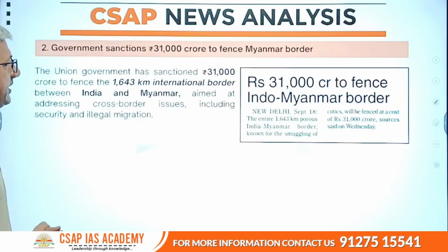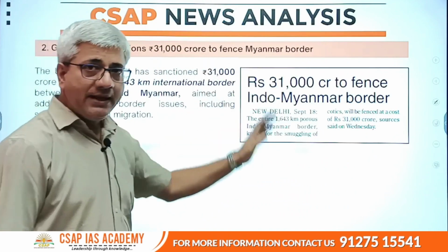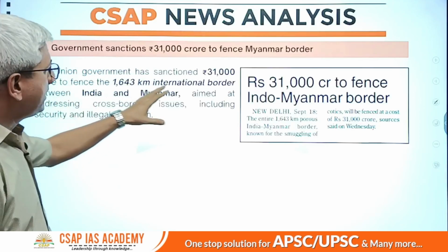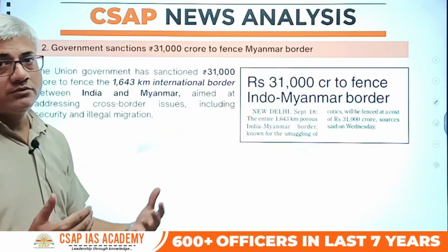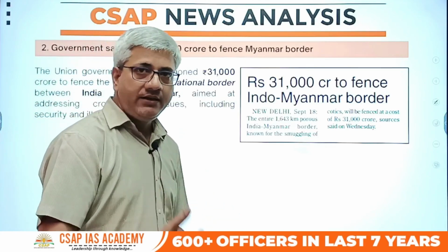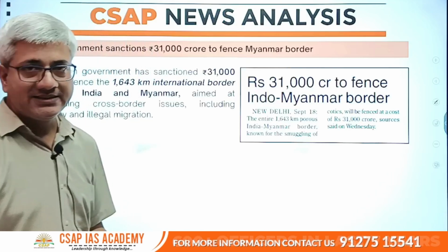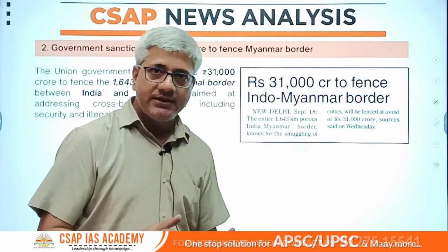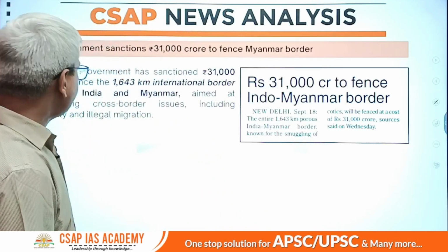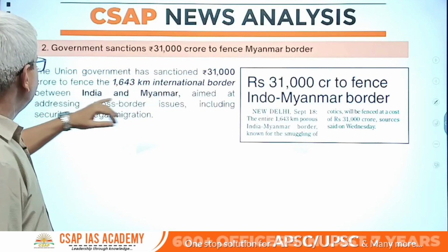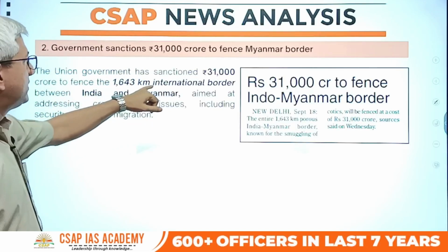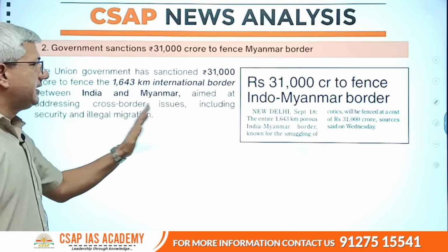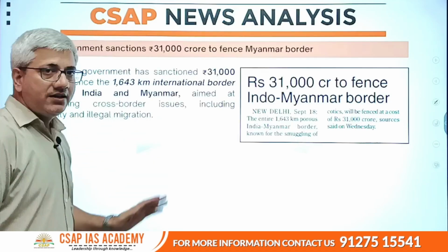Government sanctions 31,000 crore to fence Myanmar border. This is a big news. The union government earlier had a free flow concept between Myanmar and India, within 16 kilometers of the border, where we could freely transit, but the government has already stopped it. The union government has sanctioned 31,000 crores to fence the 1643 kilometer international border between India and Myanmar, aimed at addressing cross-border issues including security and illegal migration.